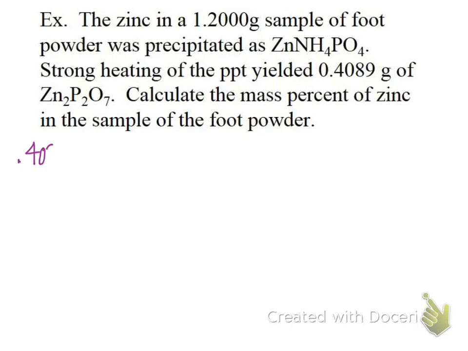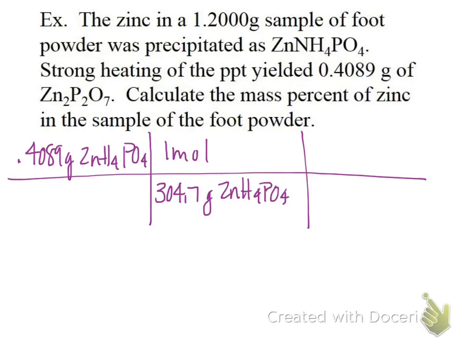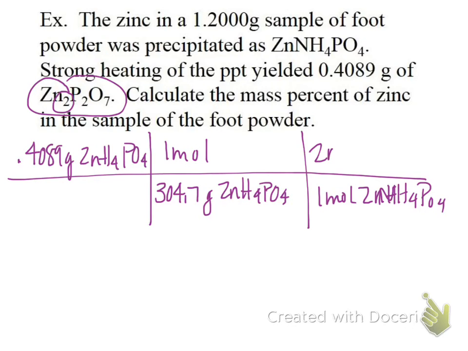0.4089 of the zinc. We're going to divide by the molar mass, which would be 304.7. We see that for every 1 mole of the zinc, I forgot the N in there, NH4, PO4, it yields this product right here, which has 2 moles of zinc. So we would say 2 moles of zinc.